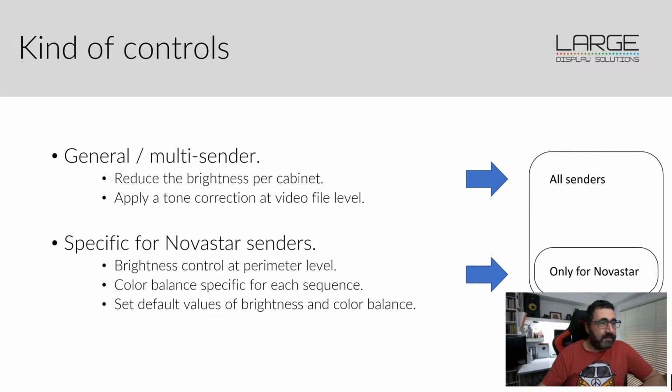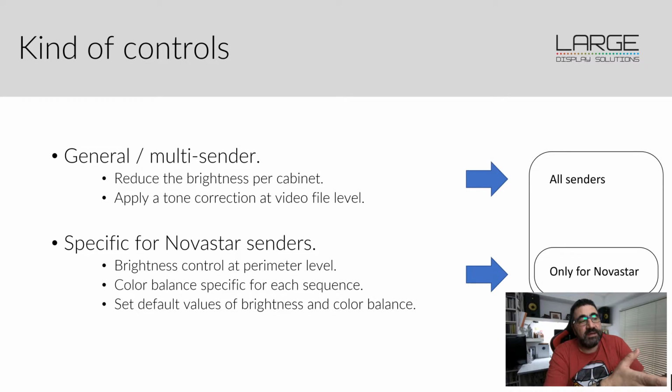This is the granularity. If you have a Novastar sender, then you can control the brightness completely at perimeter level. What does it mean? It means that you can pull up or pull down the amount of brightness that the LEDs are using, at the perimeter level, at all the perimeter. You also can control the color balance for each specific sequence. For example, if you have a sequence with a video from Coca-Cola, maybe you want to pull up the reds, right? You can do it. In the next sequence, maybe you want to pull up the greens and not the reds. You can do it, right?